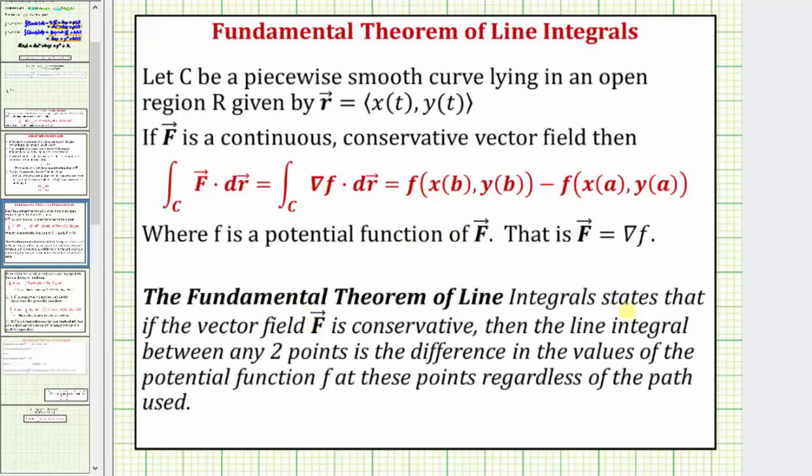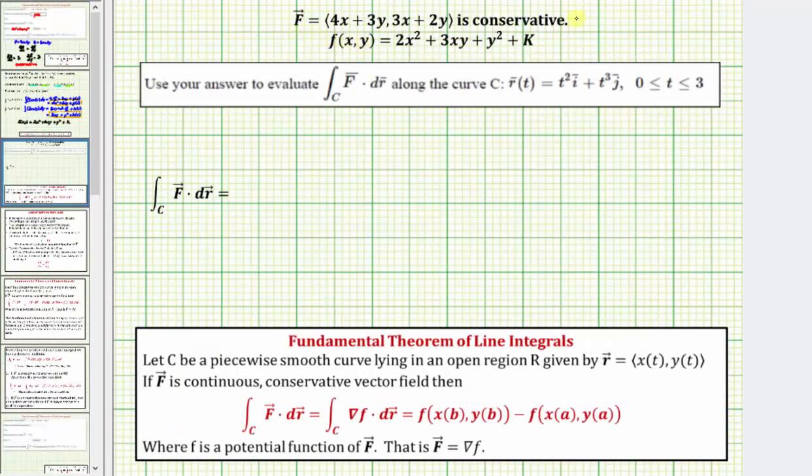So essentially this is telling us that if the vector field F is conservative, then the line integral between any 2 points is a difference in the values of the potential function f at these points regardless of the path used. So again, here's the given vector field, and here's our potential function. Our curve C is defined by r of t shown here. So notice how x of t equals t squared, and y of t is equal to t cubed. And t is on the closed interval from 0 to 3.